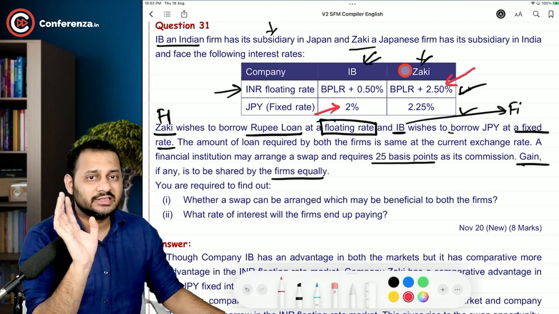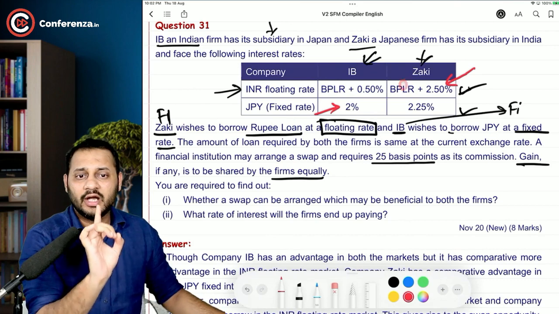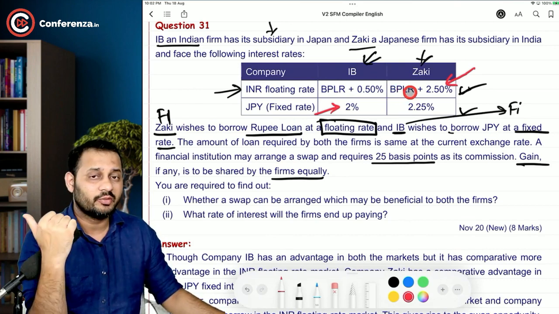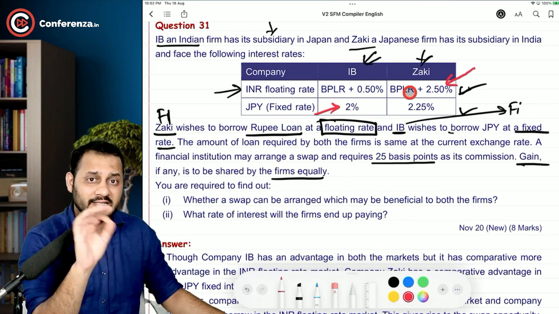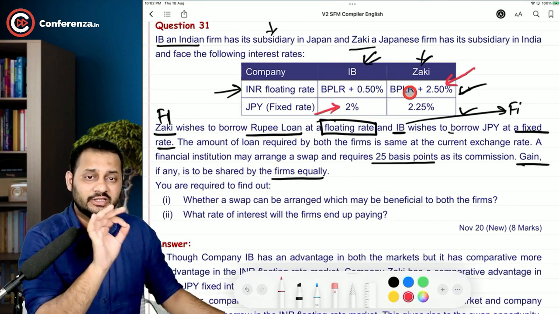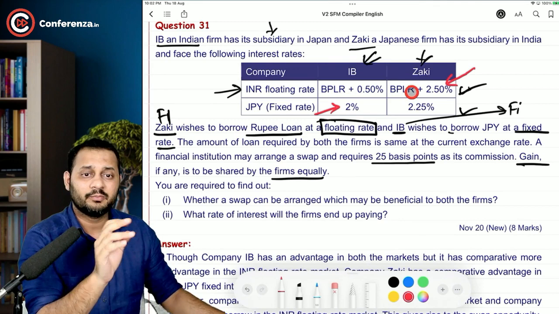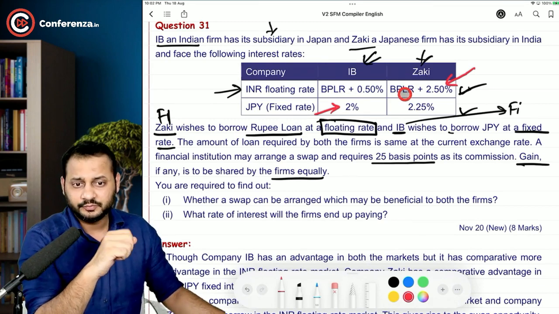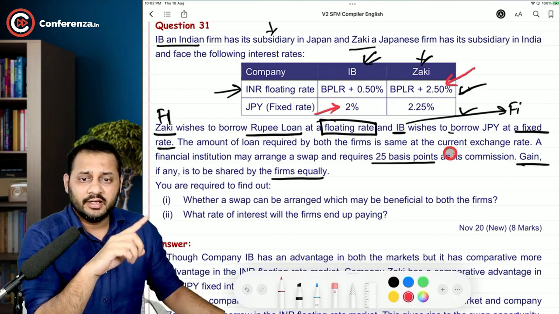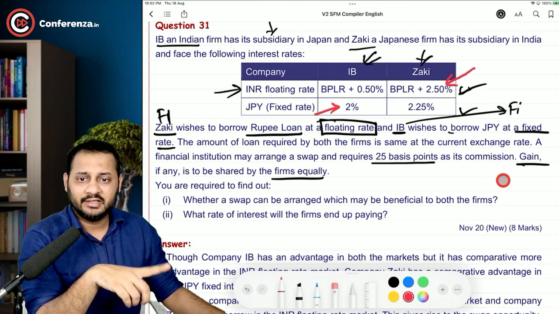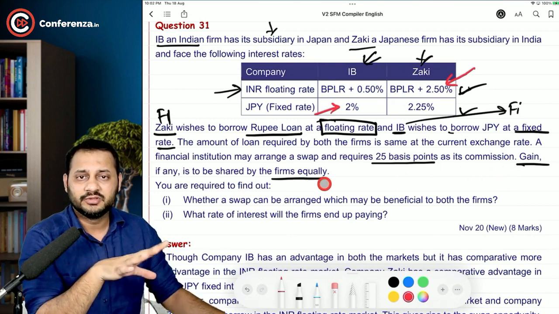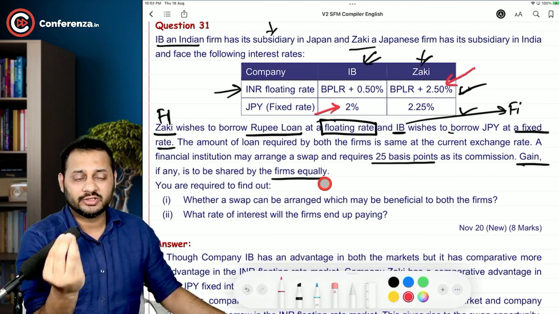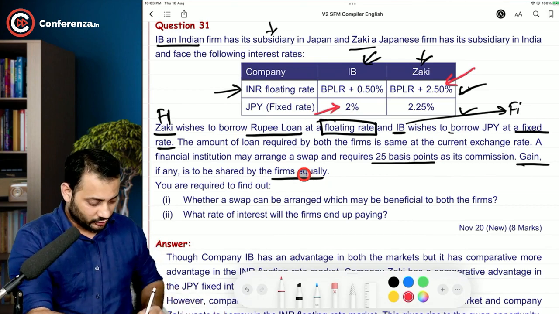And similar is with Zaki. Zaki can take a loan at BPLR plus 2.5%, but instead of directly taking it from the bank at a floating rate, if it ends up in a swap arrangement with a floating rate at BPLR plus something less, then it is beneficial for Zaki as well. So the question is, in this swap, if there is any gain, it will be shared by the firms equally. So what type of gain, and how to calculate the possible gain? This is called the quality spread.